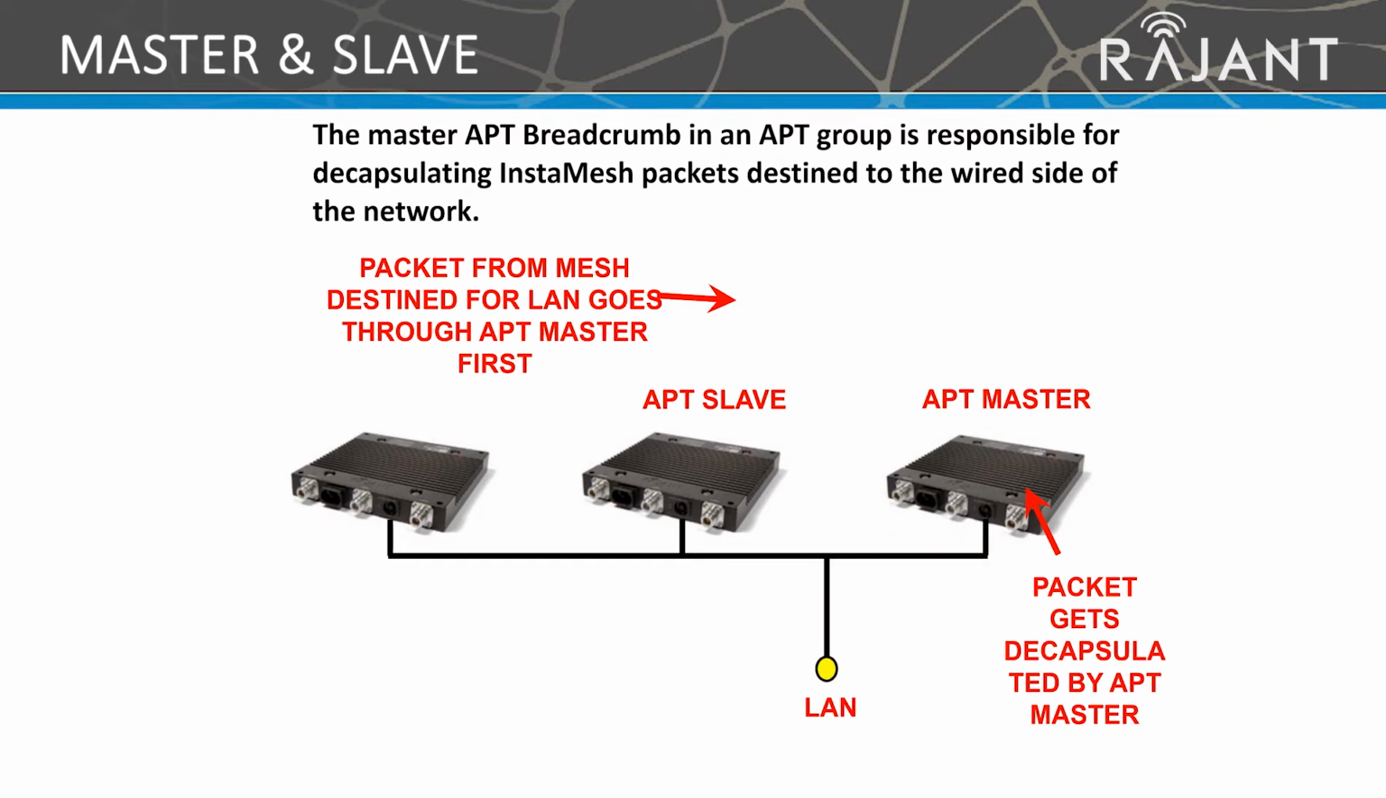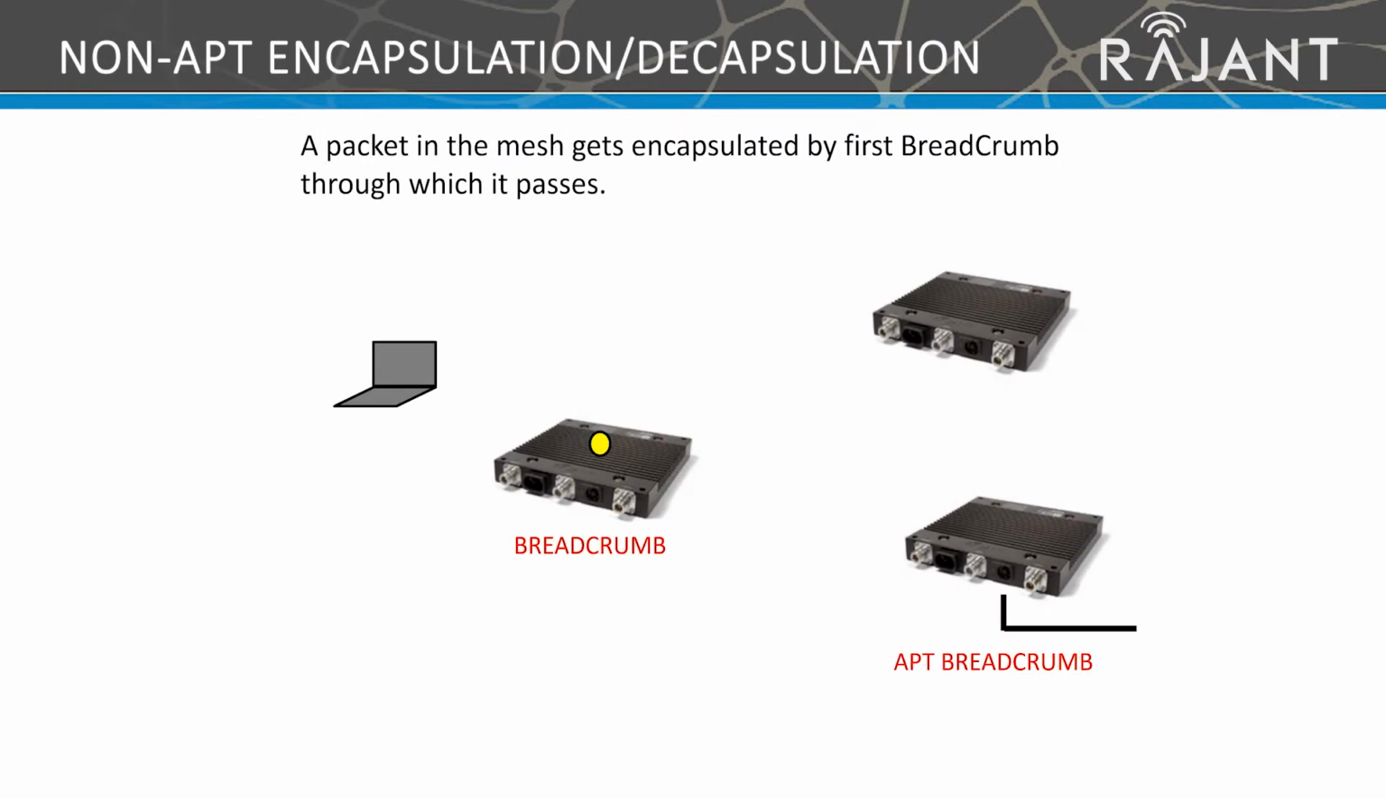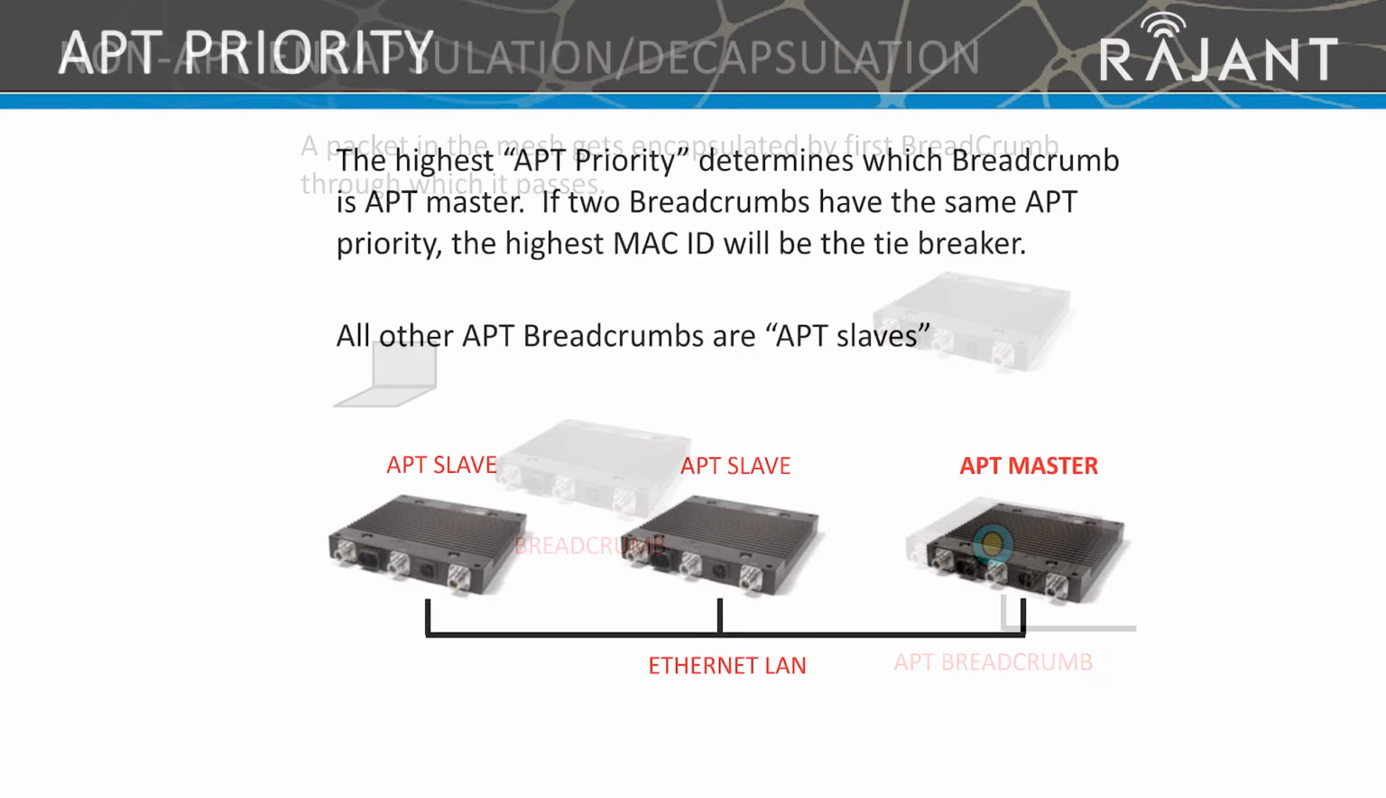Now, this is not to be confused with a normal 802.11 wireless packet. An 802.11 client packet will be encapsulated by the very first breadcrumb it hits, and then that packet will be distributed throughout the mesh. If it's destined for the LAN, it will hit the APT master.